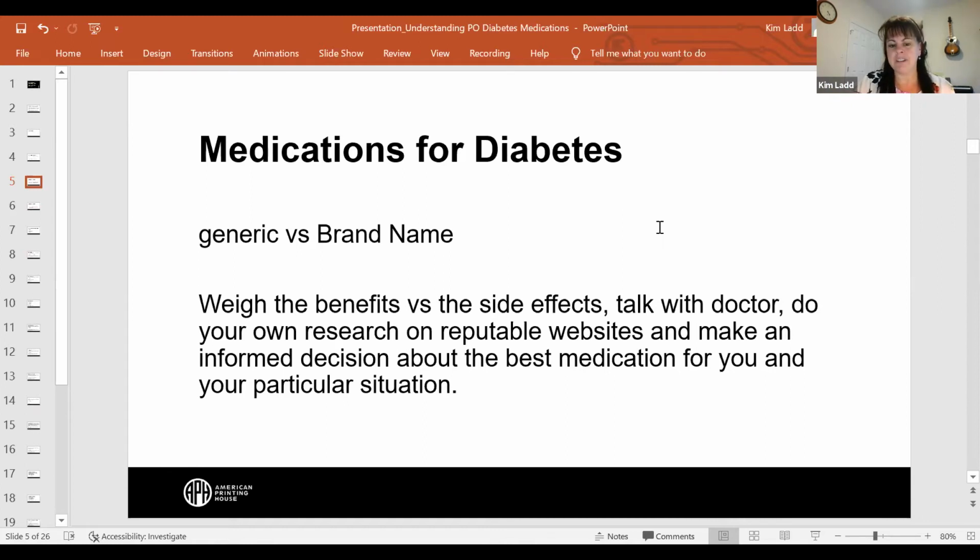So if you are having a side effect or have questions about your medication, the pharmacist is a great resource. I want you to do all of this so that you can be a part of the informed decision process about what the best medication is for you and your particular situation with your diabetes.